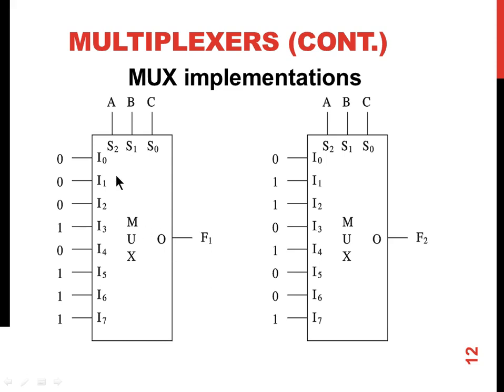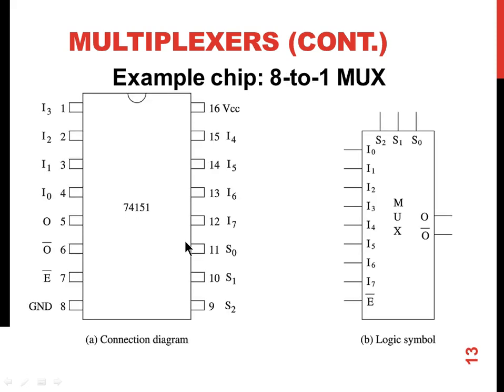So let's assume that there are two mux implementations. There are two outputs, F1 and F2. And if this is the combination of inputs given, what is the output going to be? So I think there is an example somewhere after this slide.